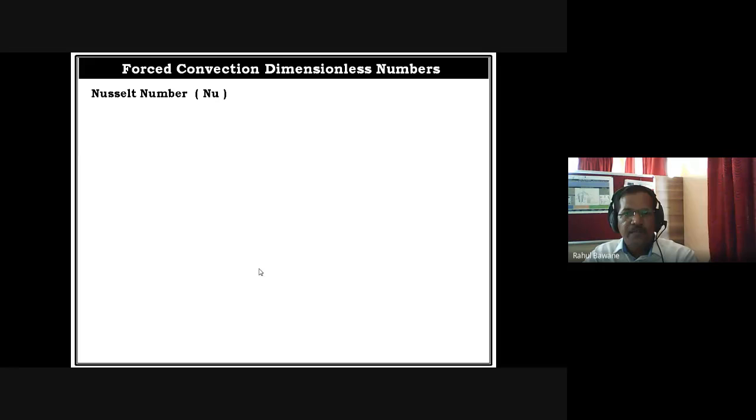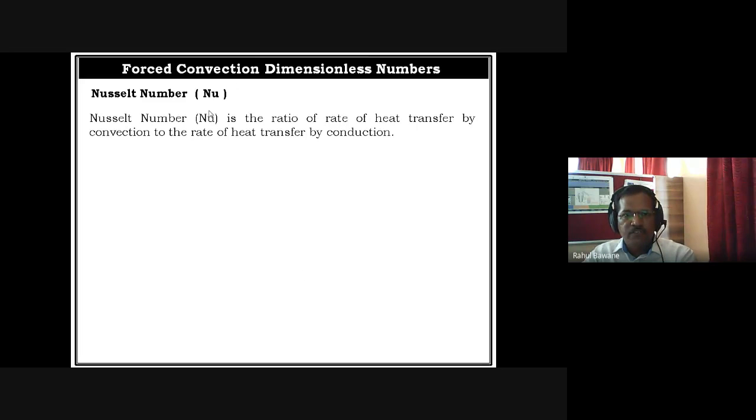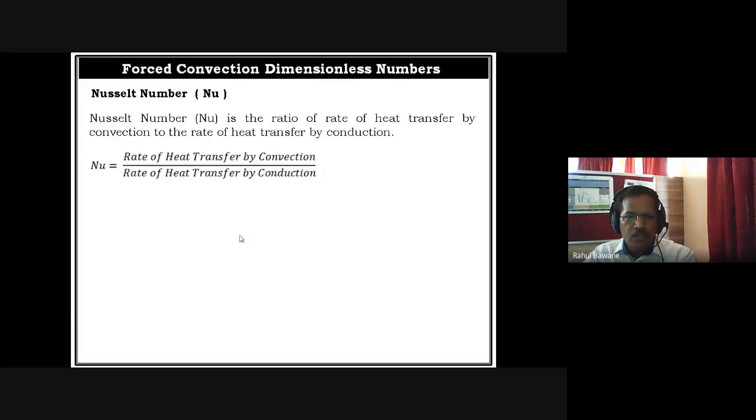Next is Nusselt number. Nusselt number is denoted by Nu, and it is the ratio of heat transfer by convection to the rate of heat transfer by conduction. So convection upon conduction, Q by convection divided by Q by conduction. The rate of heat transfer by convection, we know, is by Newton's law of cooling: h, surface area, delta T. The rate of heat transfer by conduction is according to Fourier's law: K A delta T by L, because dT by dx.